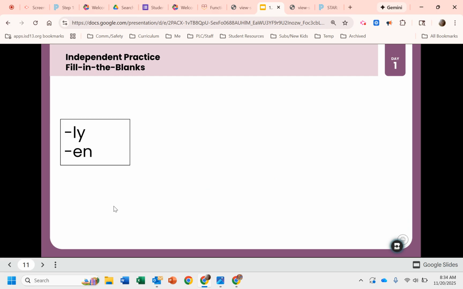Now we're going to do our fill in the blanks. For these words, I will read the sentence with the blank, and you are going to try and figure out which word goes in the blank. Remember, the word is going to use one of this week's suffixes, so those are at the top of this section of your page. Number 1.